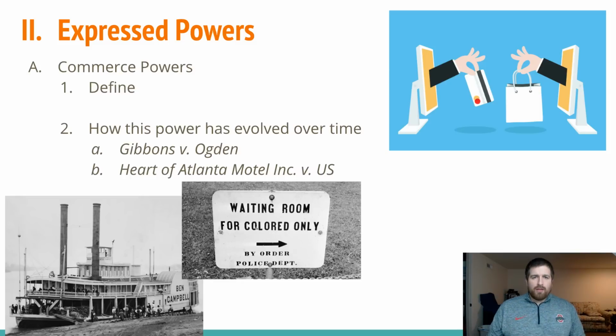Ogden. The other Supreme Court case that we care about is Heart of Atlanta Motel Incorporated v. U.S., and this ruled that Congress's commerce powers could be used to outlaw racial segregation and discrimination by businesses. So Congress can pass laws that outlaw discriminatory practices by businesses as part of their commerce powers.